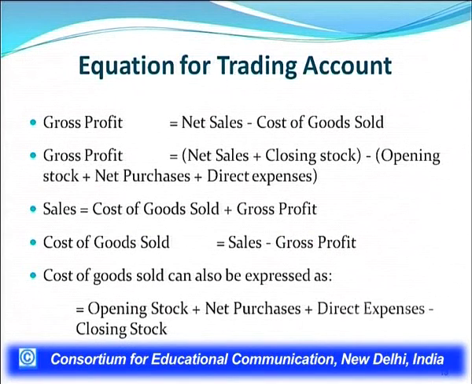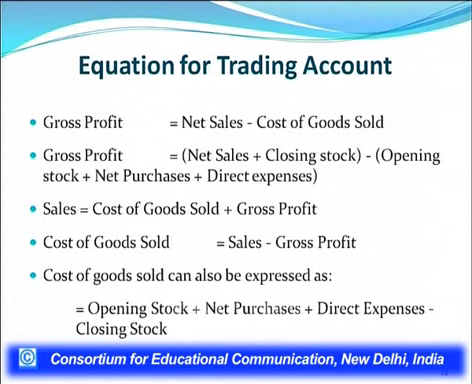Now, we would like to explain some accounting equations, some equations which are based on trading account, which help to calculate some necessary information. First is gross profit. What do we mean by gross profit? If we see the equation, it is given: net sales minus cost of goods sold. It means we can define gross profit as the excess of sales over cost of goods sold.